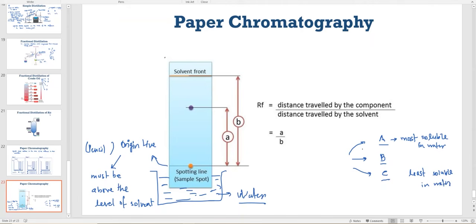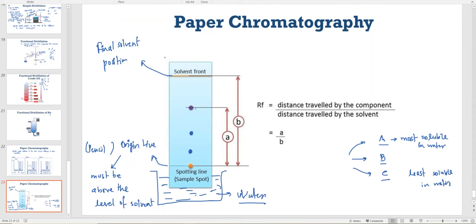Since the spot has three colored substances, there are going to be three spots of these three substances. Just ignore the other things like these RF values and stuff. Just understand what's going on here. Okay, since A is most soluble in water, it is going to travel most with water. What is the maximum that water traveled? This much. That is called the solvent front, or you can say final solvent position. Solvent is water in this case.